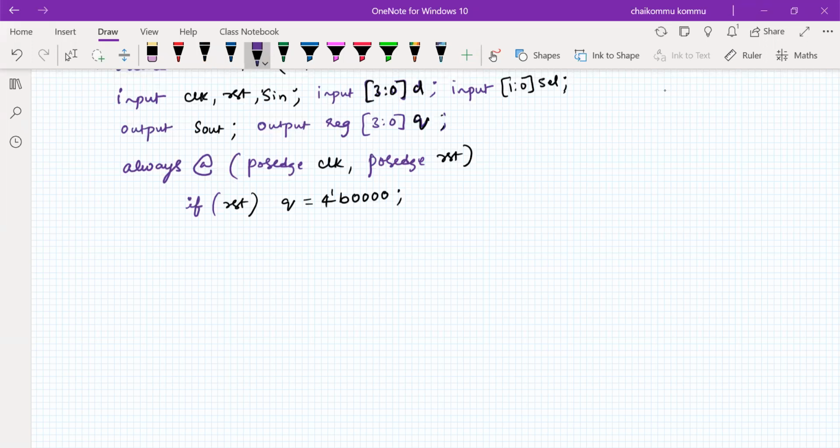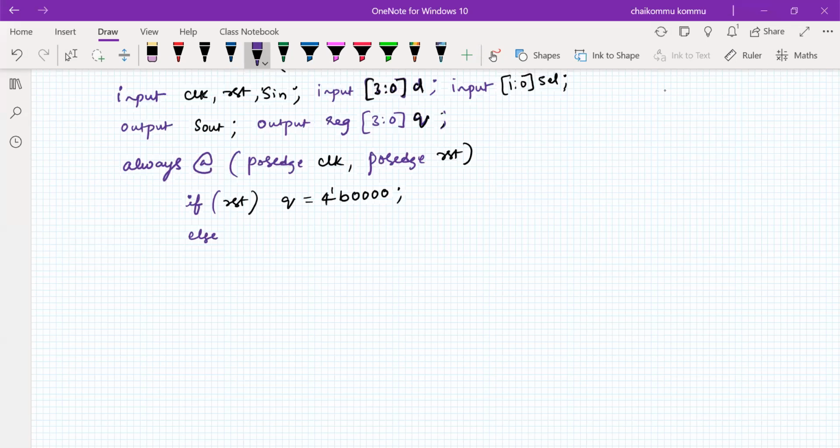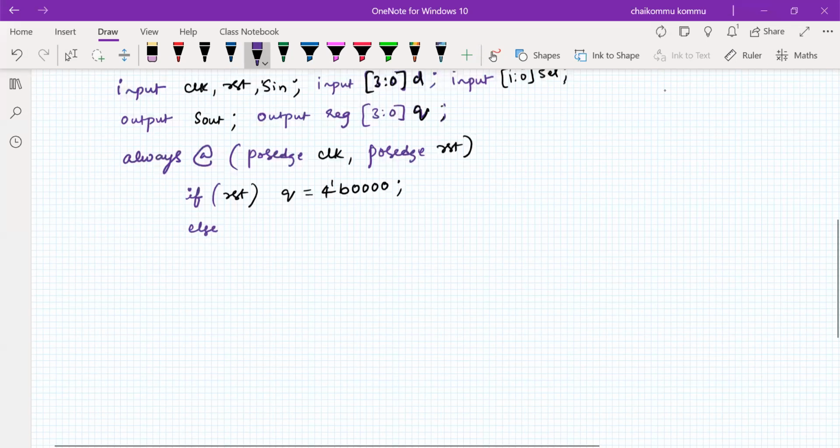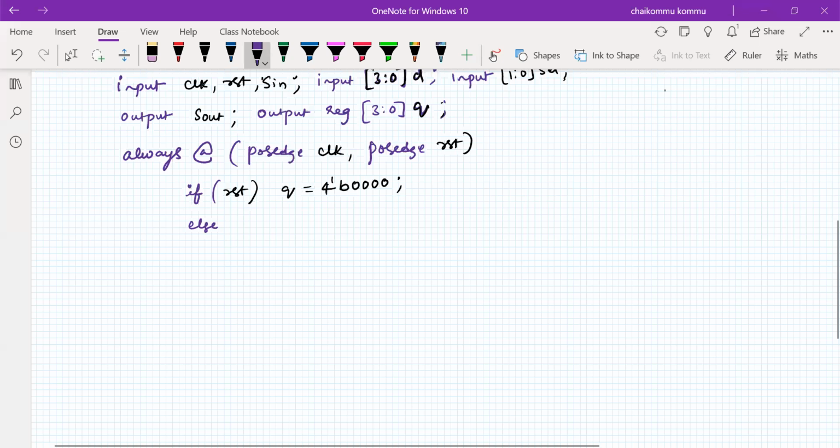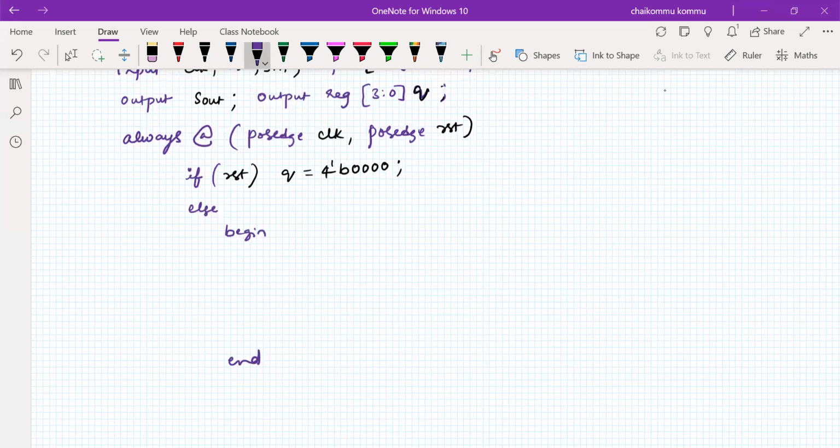Now else, it depends upon the positive edge of the clock. Else statement is there, then I'm going to write begin here and here. So if reset is not there, else statement will be executed, that too depending upon the passage of the clock. So there I'm going to write a case statement. Case output depending upon what factors? So what is the case that we are talking about? Simply a selection line, right?